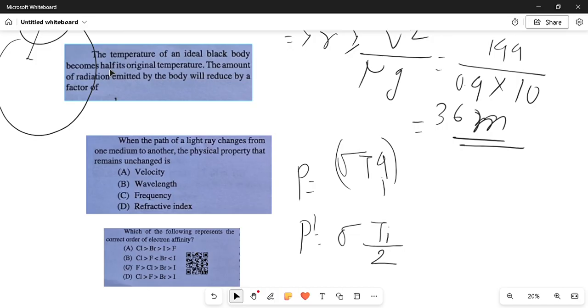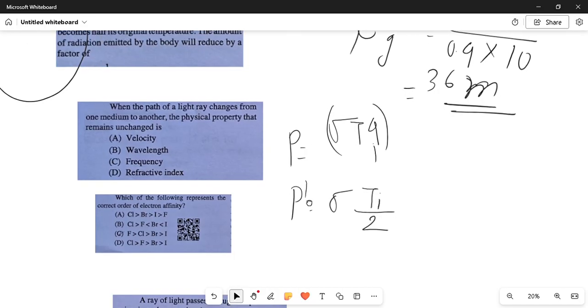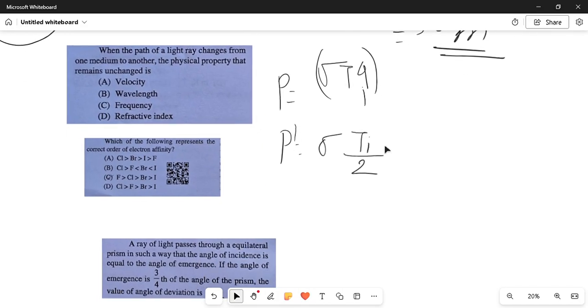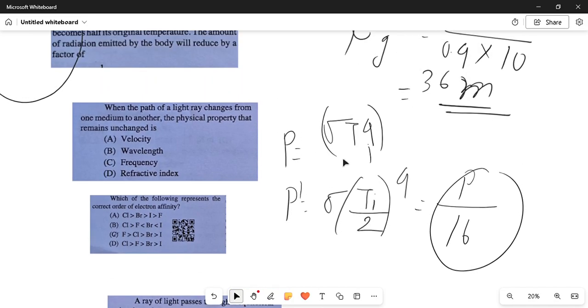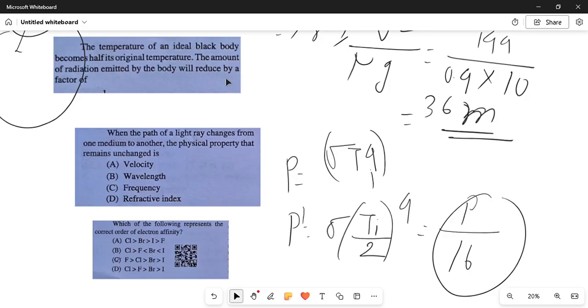If the temperature becomes half of the original temperature, the amount of radiation emitted is P by (2 to the power 4), which means 16. From the Stefan-Boltzmann formula we have to remember this power law, T to the power 4, and sigma is the constant. So the amount of radiation emitted by the body will reduce by a factor of 1 by 16.